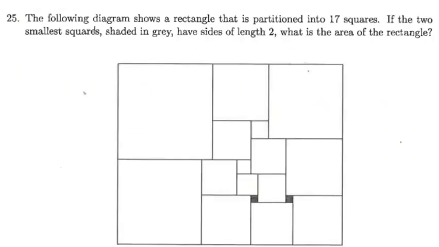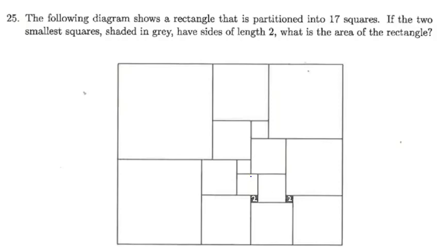Problem number 25. The following diagram shows a rectangle that is partitioned into 17 squares. All of them are squares. If the two smallest squares, shaded in gray, have side of length 2, so I place two 2's here, what's the area of the rectangle?